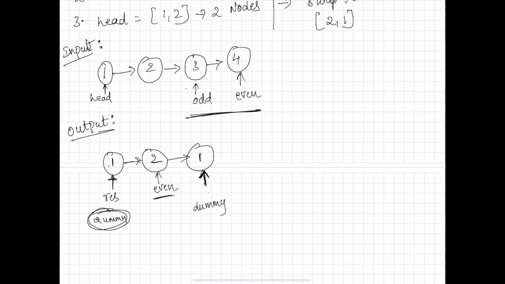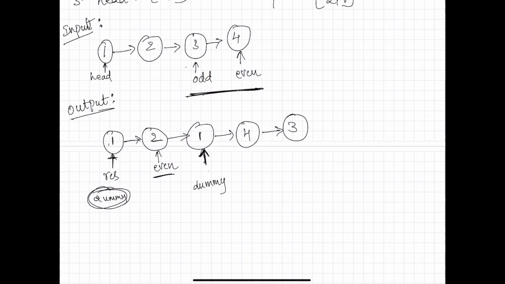Then we are going to do for the next two nodes as well, 4 and 3. So we get 4 here followed by 3. So this is how we are going to do it. So let's quickly code this up.